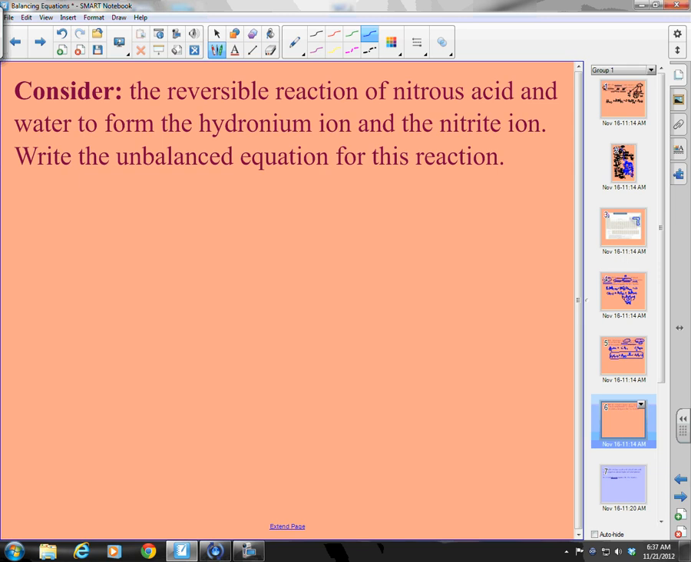And this one here. Consider the reversible reaction of nitrous acid and water to form the hydronium ion and the nitrite ion. Egads. Do you guys think you can do it? All right, give it a shot. Well, reversible reaction. So that means what? I have a special kind of arrow. That means I'm going to have an arrow that goes in one direction and an arrow that goes in the other direction.